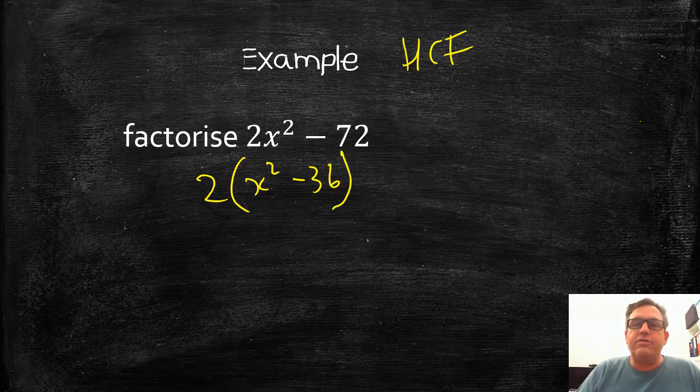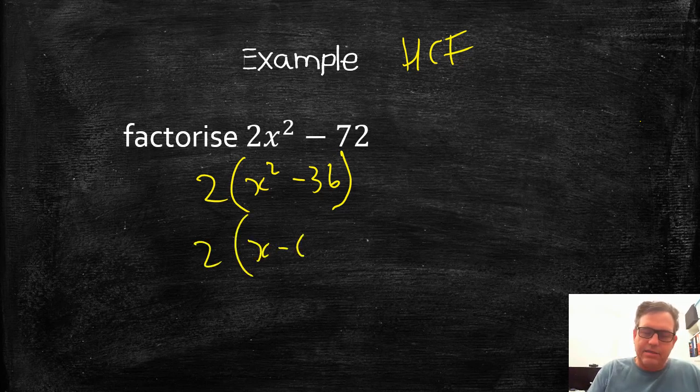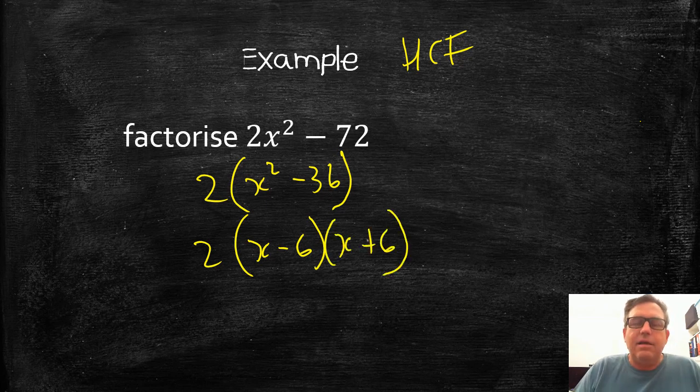Now do you see the difference of two squares? Yes, it's x squared minus 6 squared. So this is going to be 2 times (x minus 6) times (x plus 6). Anytime you're factorizing, always, step number 1, look for a highest common factor first. No matter what, even if you're doing grouping, or when we go to the two brackets, when we have 3 terms, anything, always check for a highest common factor.